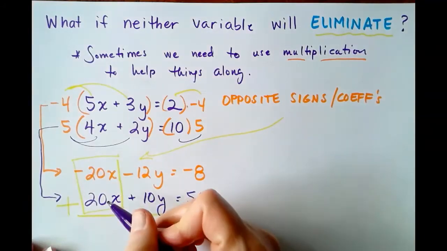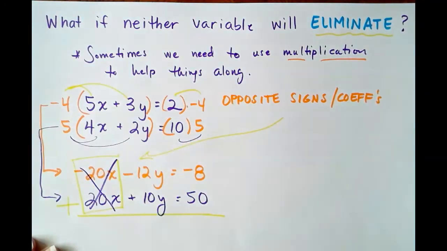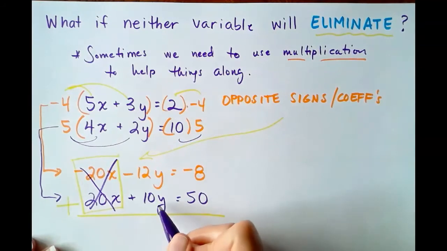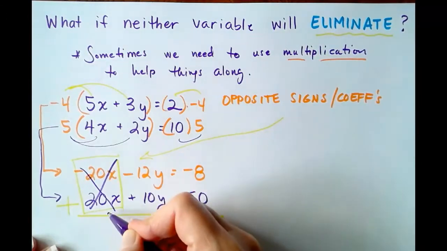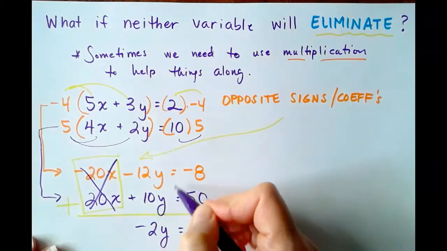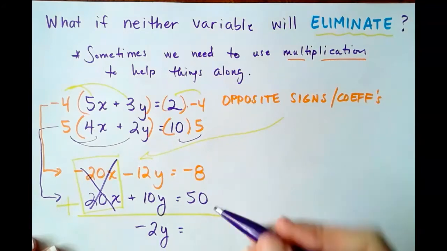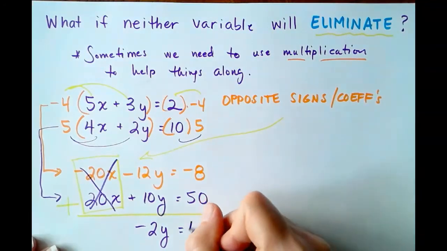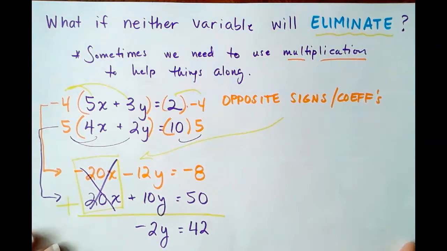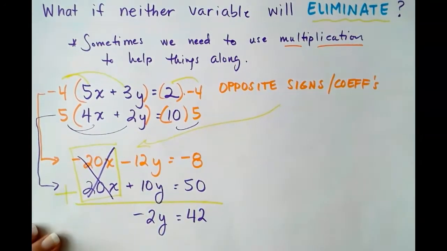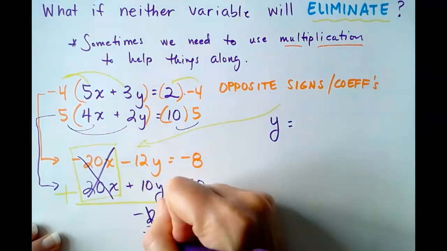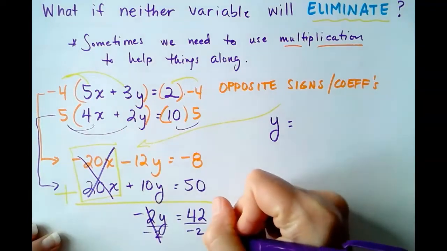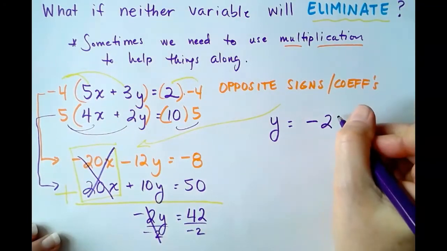A negative 20 and a positive 20 cancel. Negative 12 plus 10 is negative 2y. Notice my x's are lined up, my y's are lined up, equal signs are lined up, and the constants are lined up. Negative 8 plus 50 is 42. So from here, I can now solve for y by dividing both sides by negative 2. So I end up with y equals 42 divided by negative 2, which is negative 21.